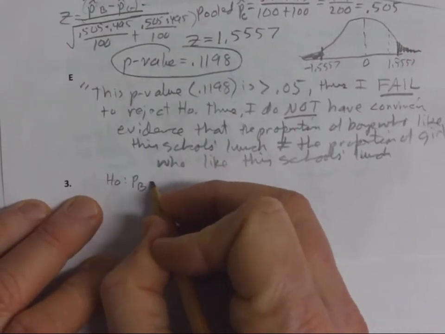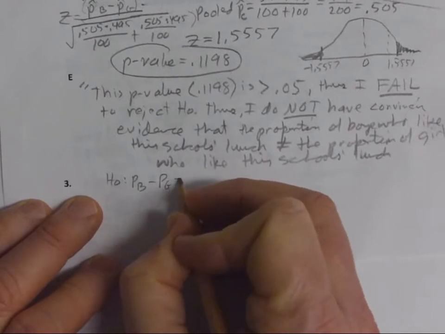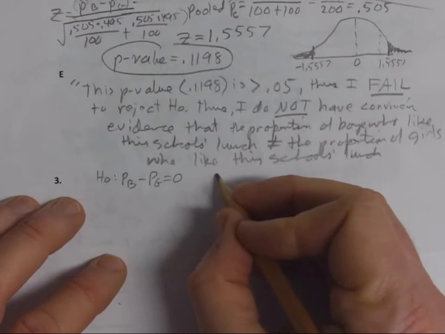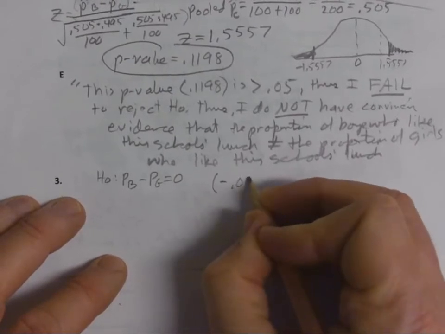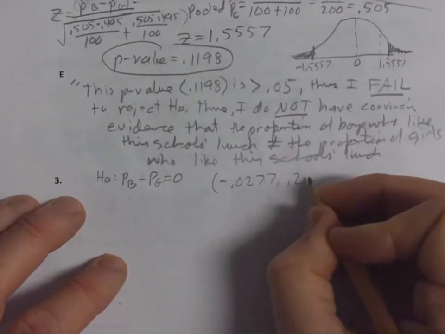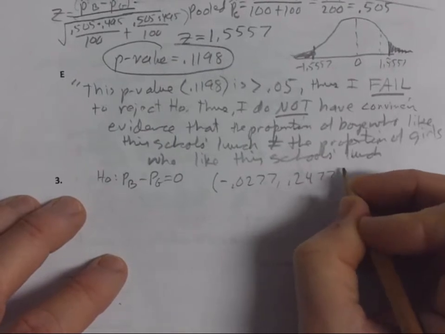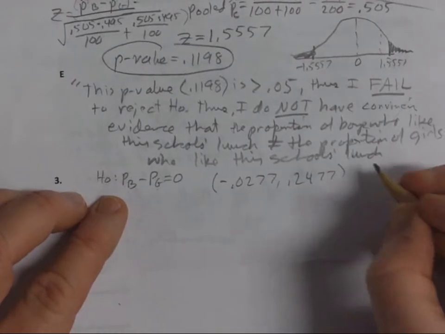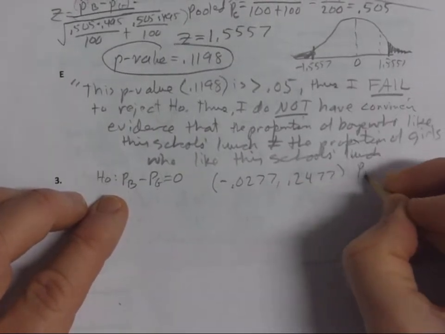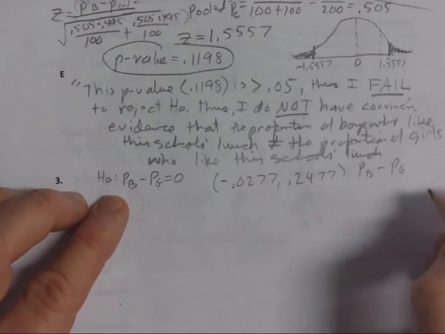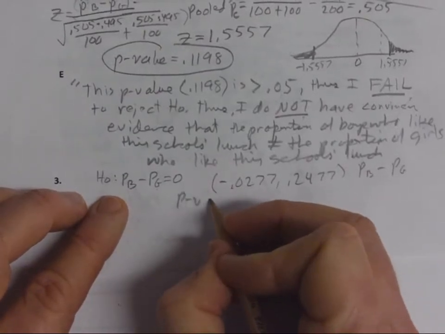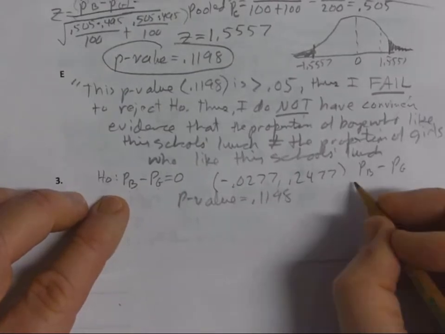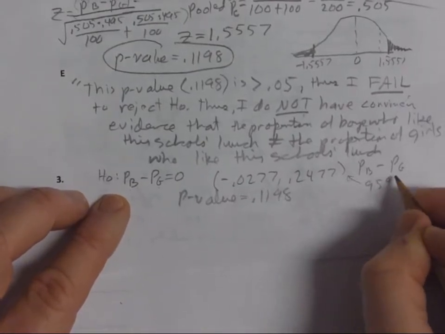P sub B minus P sub G is equal to 0. That's our null hypothesis. There's no difference. All right, so our interval that we got is negative 0.0277 to 0.2477. That is, in essence, the plausible values for this difference, the plausible values for P sub B minus P sub G. And then our p-value was high. It was 0.1198. That is our 95% confidence interval, 95% confidence.